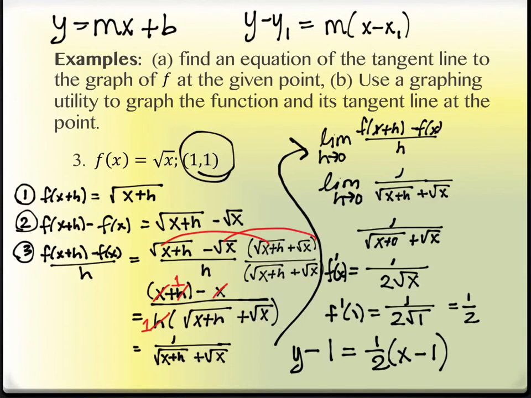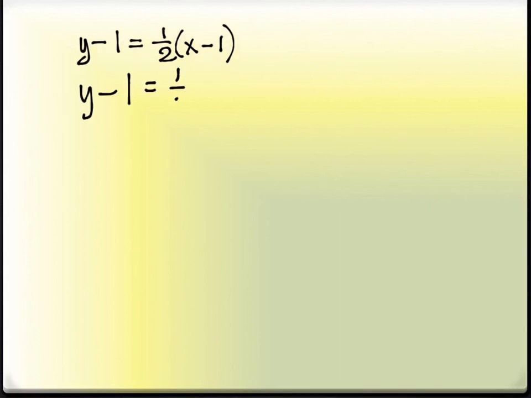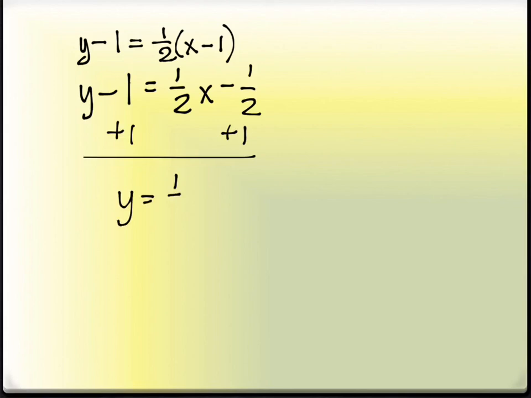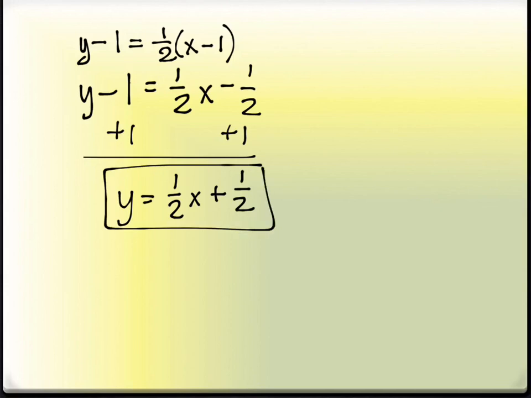I do have another space. Excellent. So as I simplify this, we'll distribute our 1/2 through. So y minus 1 equals 1/2 x minus 1/2. We'll add our 1. Negative 1/2 and positive 1 ends up giving me a 1/2 x plus 1/2. That's the equation of the tangent line.